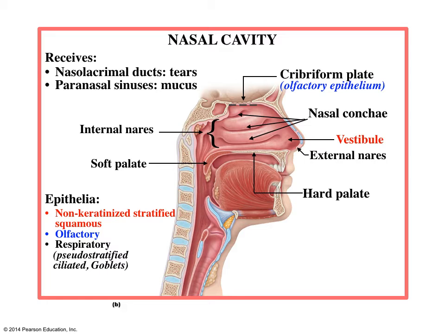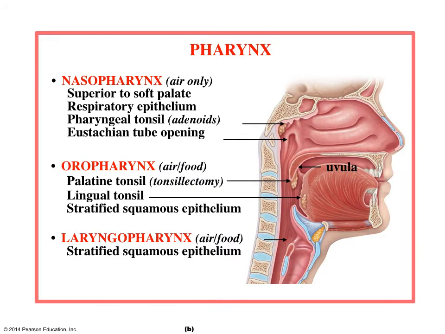The nasal cavity receives the tear-containing nasolacrimal ducts as well as mucus from the paranasal sinuses. The floor of the nasal cavity is formed by the hard palate.